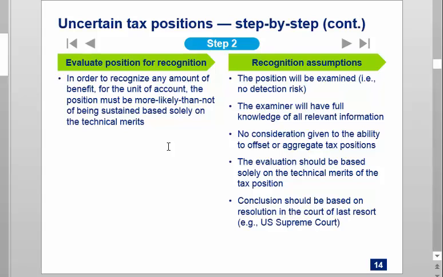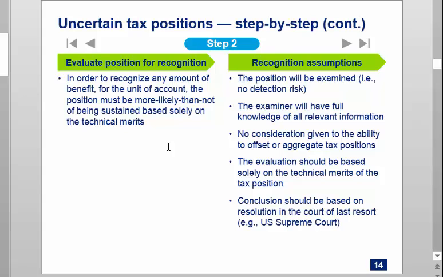Okay. Importantly, when you make the determination of the recognition test, you're supposed to go along with the assumptions on the right-hand side of the slide. And this is exactly the sort of thing that FIN 48 created because it thought it was dealing with abuses pre-FIN 48. So it said that when you make the conclusion about more likely than not, you have to assume you're going to be audited, so you can't play audit lottery. You have to assume that the examiner has full knowledge of the information.